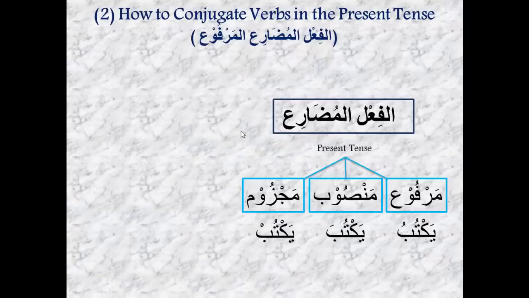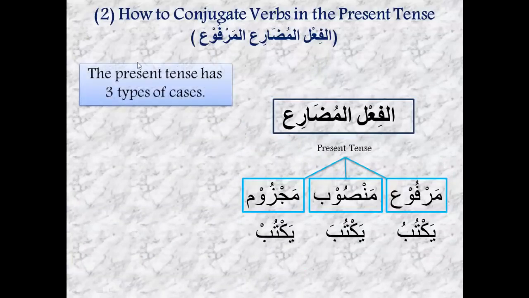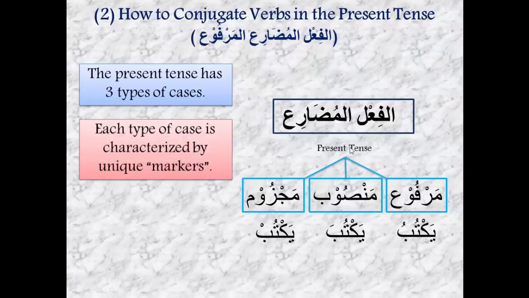So here we have it again. We have al-fi'l al-mudari', the present tense, broken down into its 3 major classes or types of cases: the marfu', the mansub, and the majzoom. One more concept I want to introduce before we dive into the conjugation rules for the marfu' case, and that is the concept of markers. Each type of case in Arabic is characterized by unique markers.